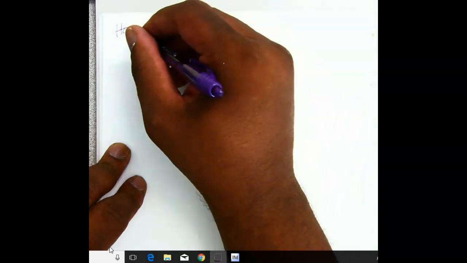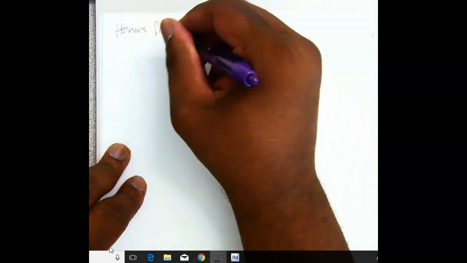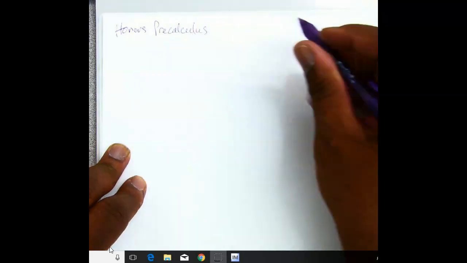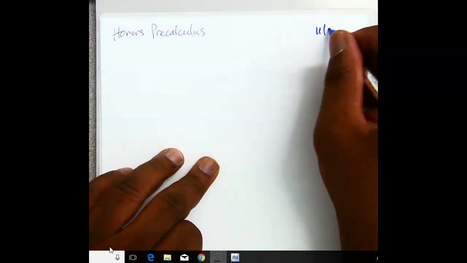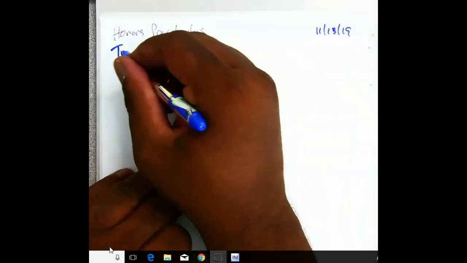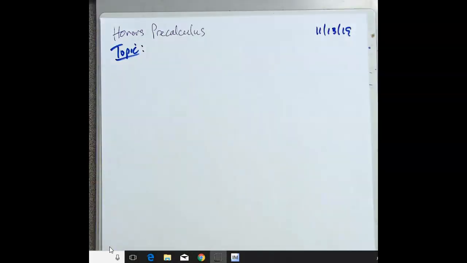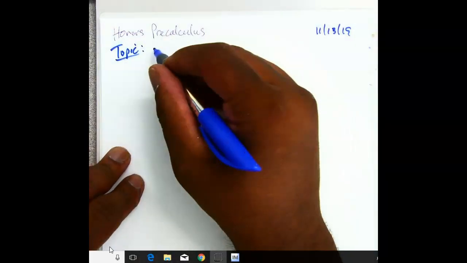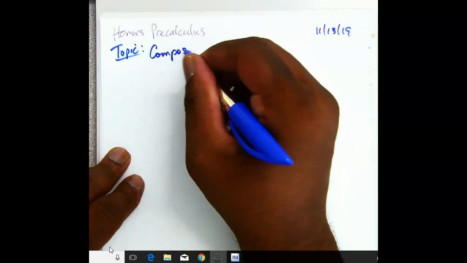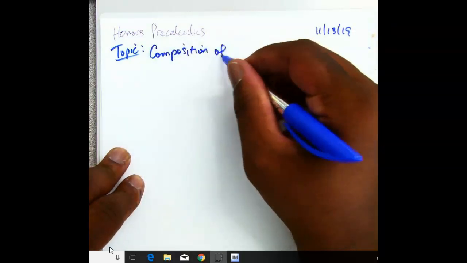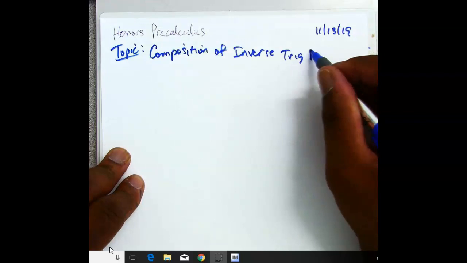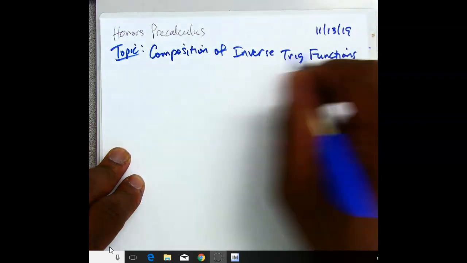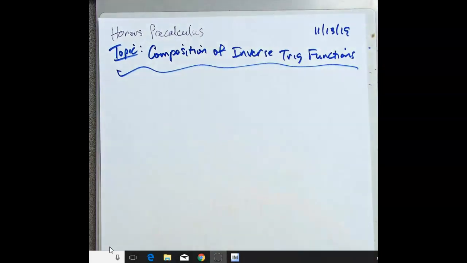Section 4.7. All right, so we're going to specifically look at the composition of inverse trig functions. All right, so here's what we recall from inverse functions.